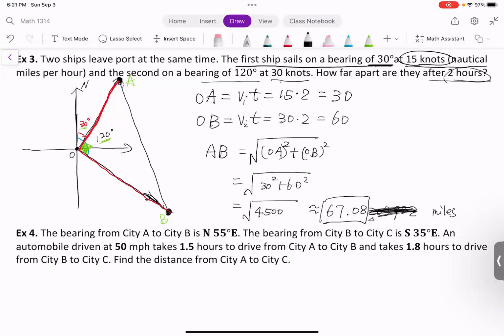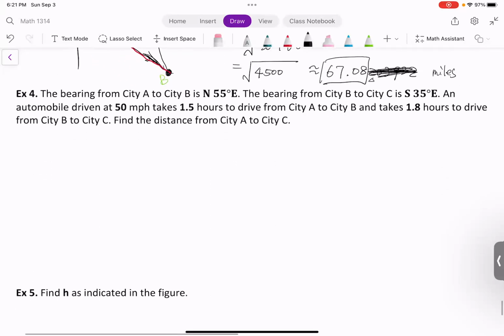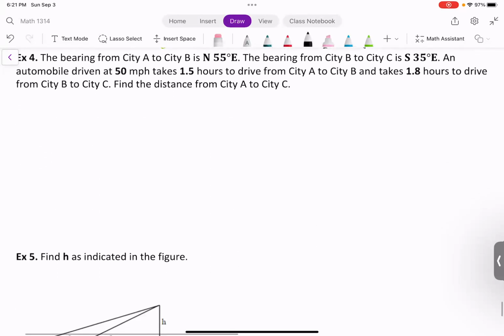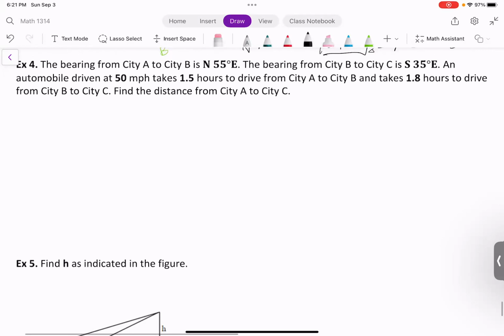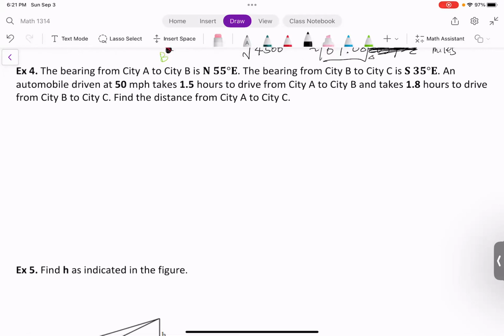All right, we solved this one. How about the next one, example 4? Do you think the questions here are very interesting? Let's see number 4, the bearing from city A to city B.